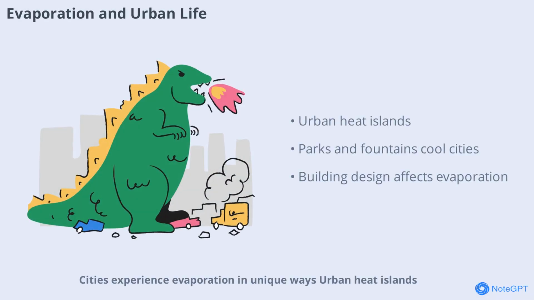Cities experience evaporation in unique ways. Urban heat islands, where cities are warmer than surrounding areas, can increase evaporation rates. Fountains, parks, and green roofs use evaporation to cool public spaces. Even the design of buildings and streets can influence how much water evaporates in urban environments.